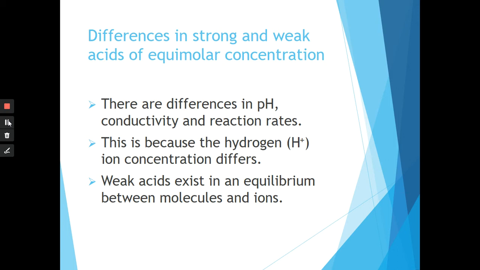If I've got my ethanoic acid, I've only got a few hydrogen ions present, but I've also got a lot of molecules. So not only are there going to be fewer ions, it's going to be harder to find them. Therefore, the conductivity is much lower.